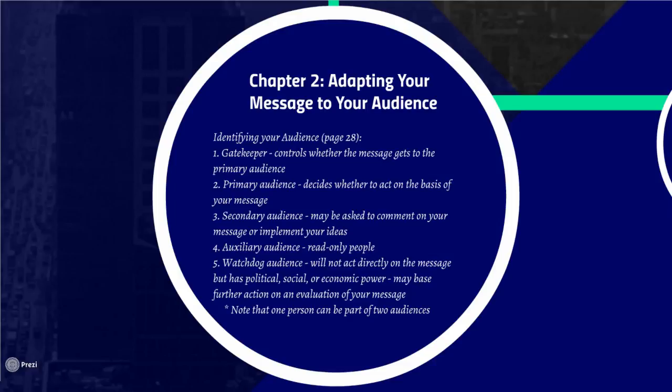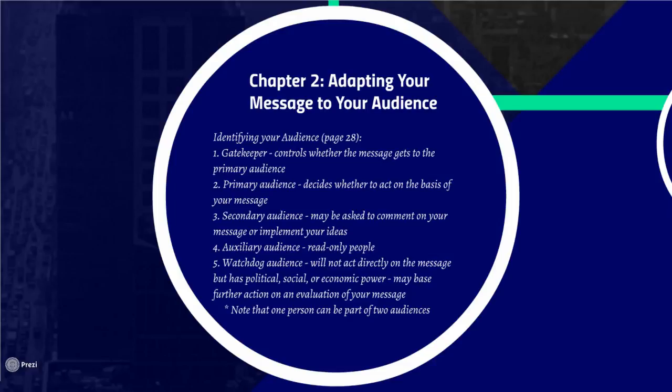A secondary audience could be asked to read the message, review it, comment on it, maybe implement your ideas. So maybe the primary audience is in fact the boss or the supervisor, and he or she may ask the secondary audience, maybe his employees, to actually implement whatever action you've recommended in your professional correspondence.